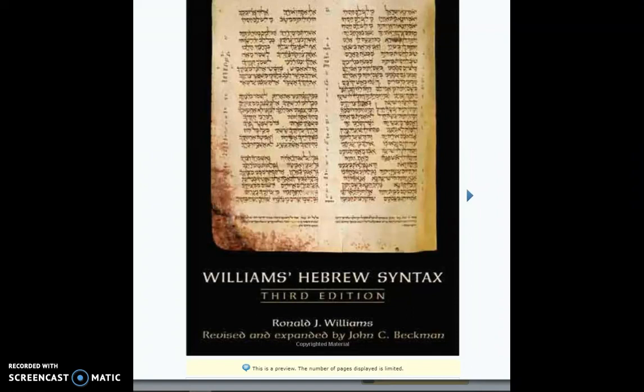So anyway, this is Williams's Syntax. There is a Kindle edition, and it's not very well reviewed because it's small print, but anyway, it's there.